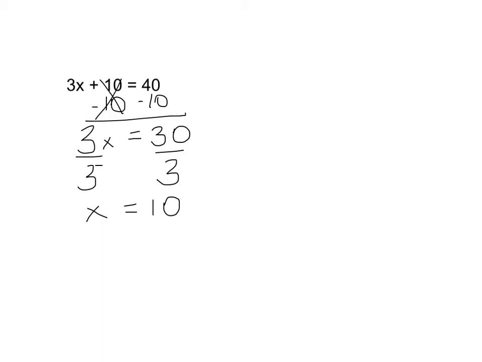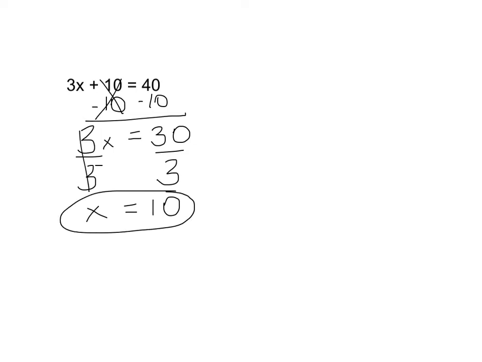The reason I would divide by 3 here is because this operation is multiplication. To get rid of this 3 coefficient, I have to do the opposite of what's happening here. So I would divide by 3 on both sides, because whatever I do on one side of an equation, I have to do on the other. So those two cancel, and now all I'm left with is x equals 10.